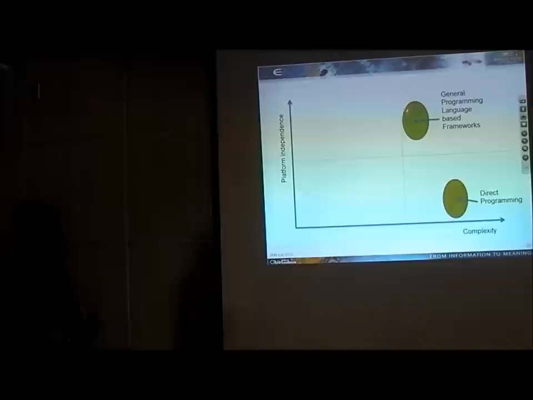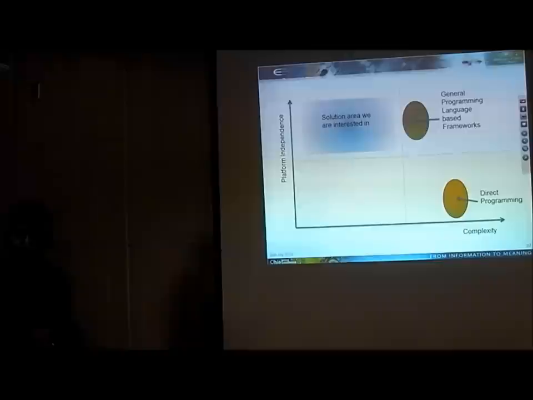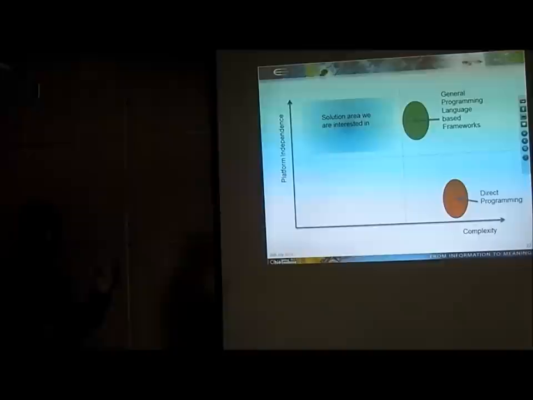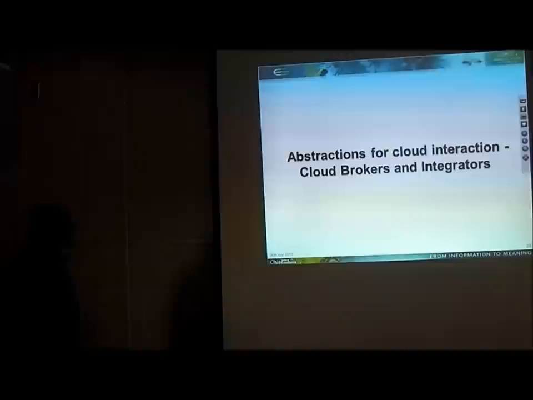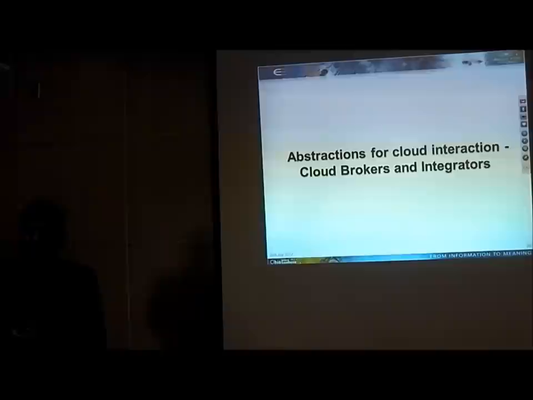The general programming language-based frameworks, the ones we saw like Code on Time or JWT, are somewhat complex, definitely less complex than doing it in the raw form, but still there's some complexity, but a fair bit of platform independence. What's desired really is something in this area, which is basically less complexity and more platform independence, as it seems right now. Similarly, when you go for cloud interactions, the first thing that you see in the market right now is these things called cloud brokers.